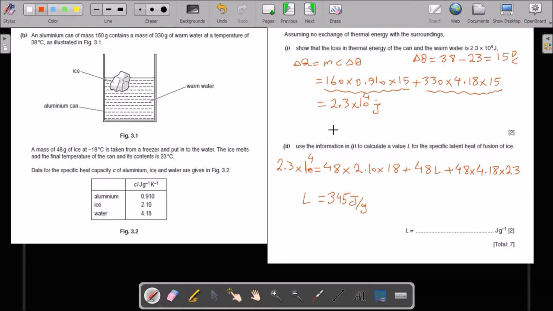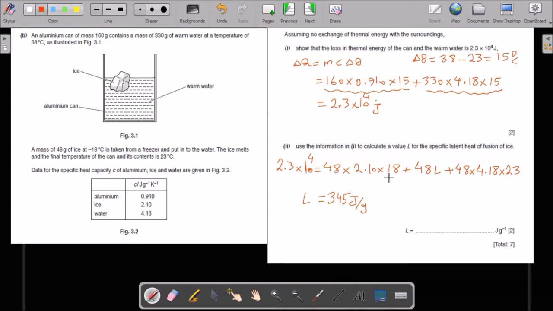Use the information in part 1 to calculate a value L for the specific latent heat of fusion of ice. Okay. So, we know that in these kinds of questions, the aluminium can and warm water give energy, and the ice gets the same amount of energy if there is no loss or waste of energy. That's why you can use the answer of part 1 for the second part. The same amount of energy which the can and warm water lose, the ice gets. So you can use the answer of this part, 2.3 times 10 to the power 4 joules.